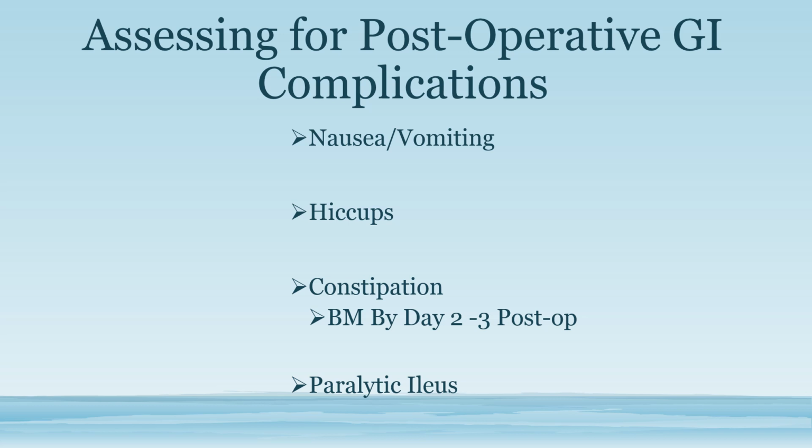ondansetron are some examples. Constipation can occur from decreased mobility, decreased oral intake, and opioid medications. Patients should have a BM by day 2 to 3 postoperatively. A paralytic ileus is a cessation of bowel peristalsis.